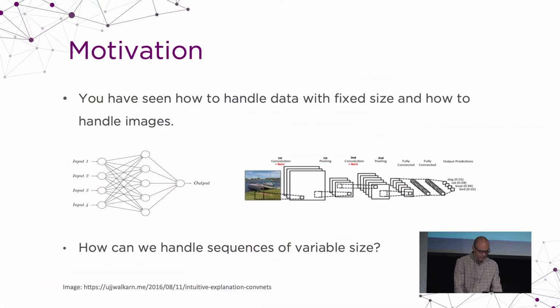Okay, so I'll start with the motivation. In the previous days in this school, you have seen many interesting architectures. In particular, in this slide, you see two of them. On the left, we have the multi-layer perceptron, so MLP. And on the right, you see a convolutional neural network, so a CNN.